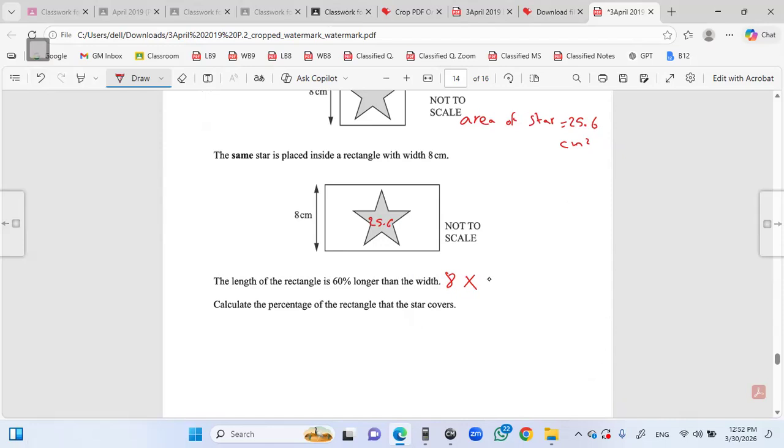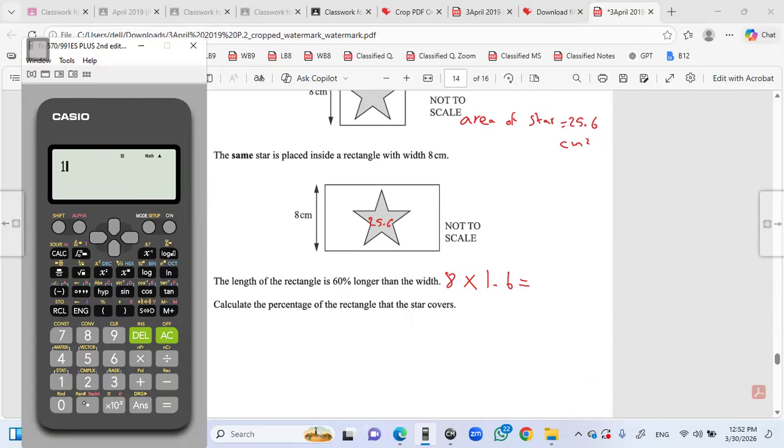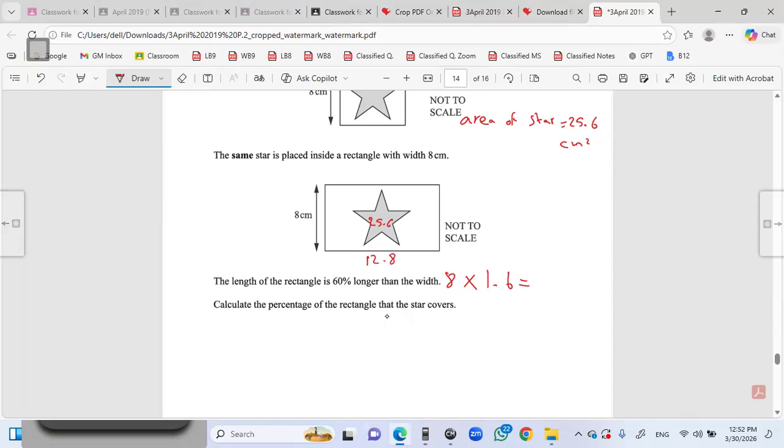It is 8 multiplied by 1.6. You can get 60% of 8, which is 60% times 8, and then you add the answer to 8. Or you can just multiply by the multiplier, 8 times 1.6, which is going to give you 12.8. So the length is 12.8 centimeters. I found it. Calculate the percentage of the rectangle that the star covers.